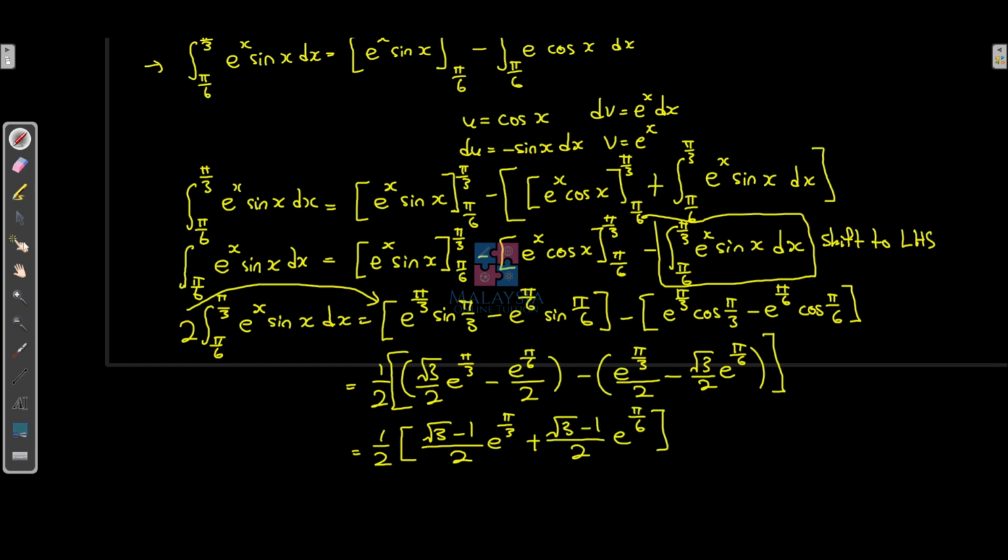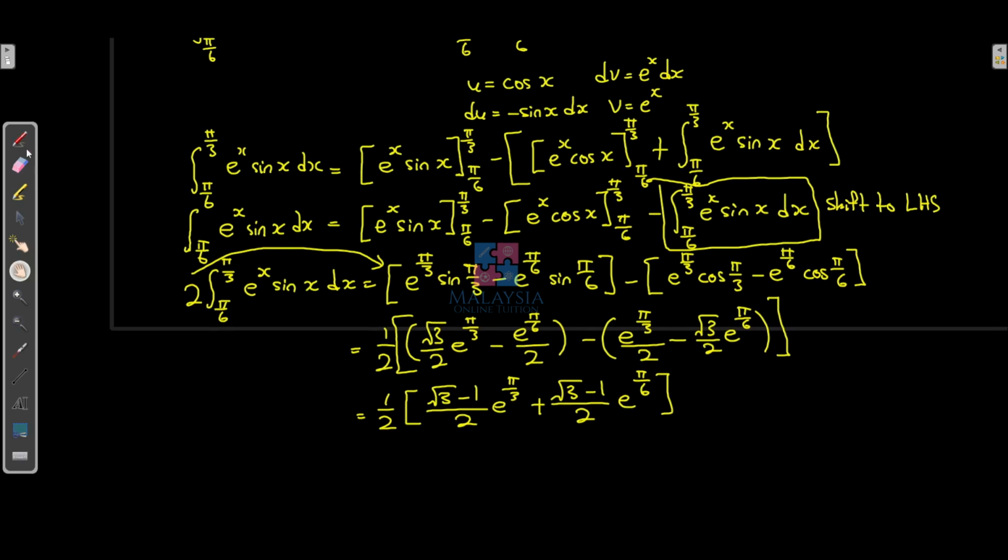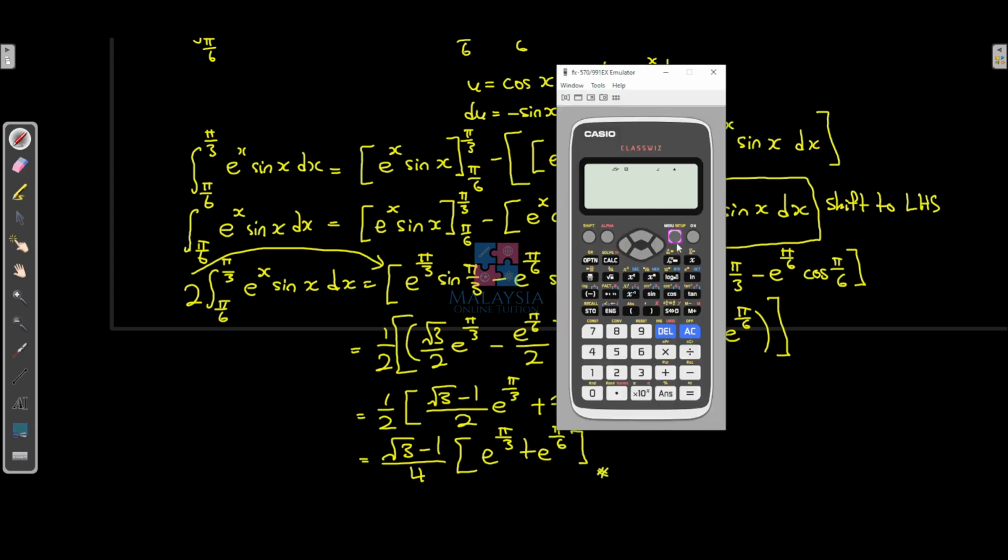Okay, so you can see that the square root 3 minus 1 over 2, that is the common factor. So what we can do is we can take out square root 3 minus 1 over 4. And then inside, what do we have? e to the power of pi over 3 plus e to the power of pi over 6. Okay, so we can leave the final answer like this. But before that, we have to check the answer using the calculator.